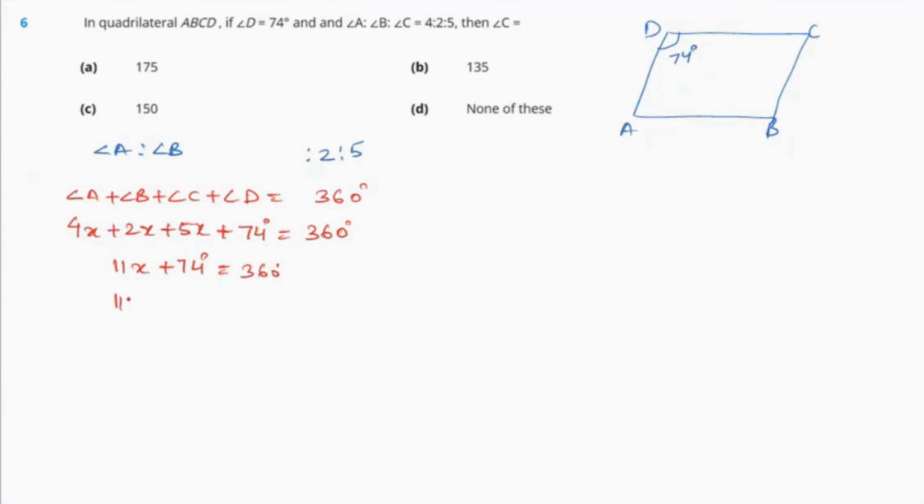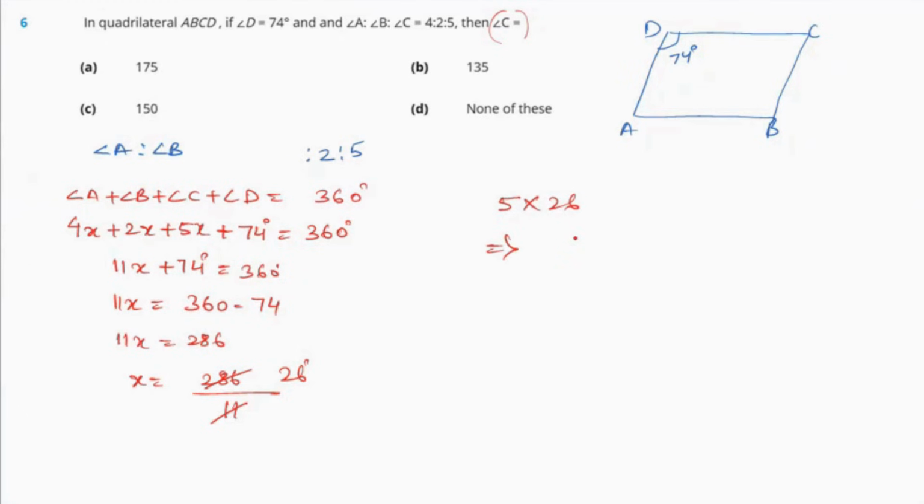So 11x will equal 360 degree minus 74 degree. When we solve 360 minus 74, we get 286. When we divide this 286 with 11, we get 26 degrees. So the value of x is 26. Since the question is asking about the value of C, that needs to be 5 times 26, and that we get as 130. So the value of angle C is going to be 130 degree. Since it is not there in the options, option D is going to be the correct answer.